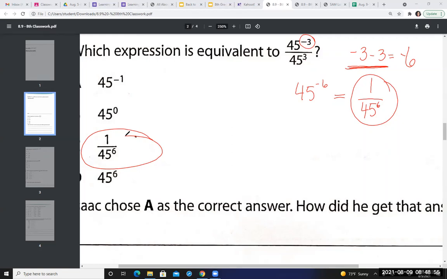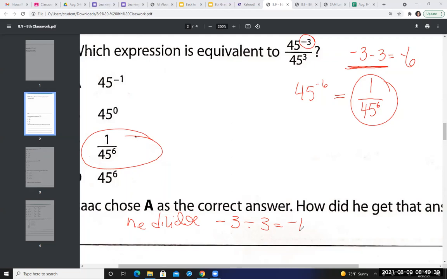45 to the 6. Somebody chose 8. How do you think he could have possibly ended up with 8? Or what did he do wrong? How do you think he could have got a -1 from -3 and 3? He divided. He did -3 divided by 3 to get -1. So when we are dividing with that same base, make sure you're not dividing your exponents. You subtract those exponents. Any questions about it?